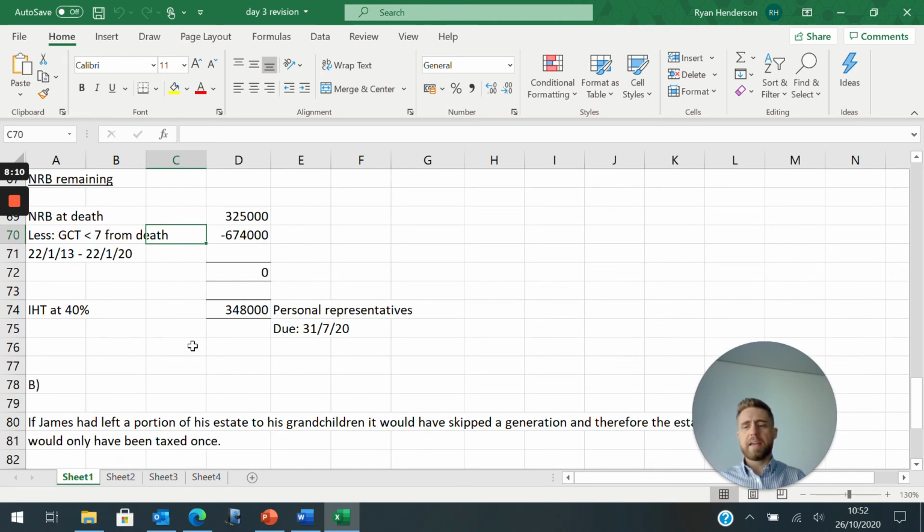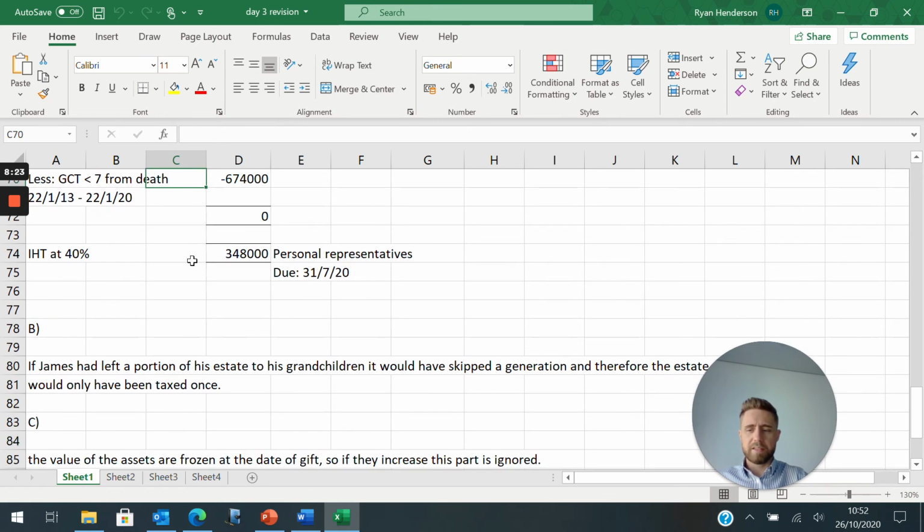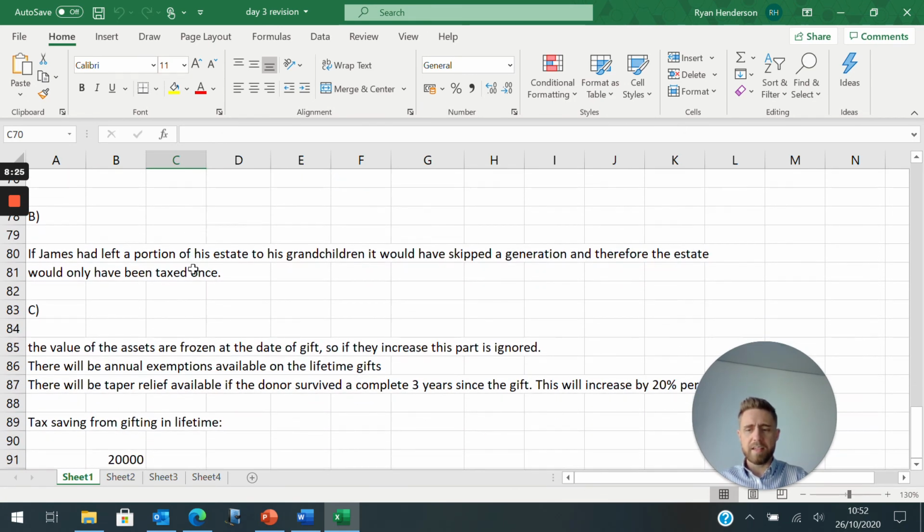And as you can see with part A, what we've done is we've gone through in great detail each one separately, dealt with each one separately, and then moved on to the next one. So hopefully you can see there's a good approach on the way that we would attempt this. Part B and part C is just basically asking for an explanation. If he'd left a portion of the estate to his grandchildren, it would have skipped a generation, so wouldn't have been taxed twice. This is just basically asking you to explain your knowledge rather than doing any calculations.